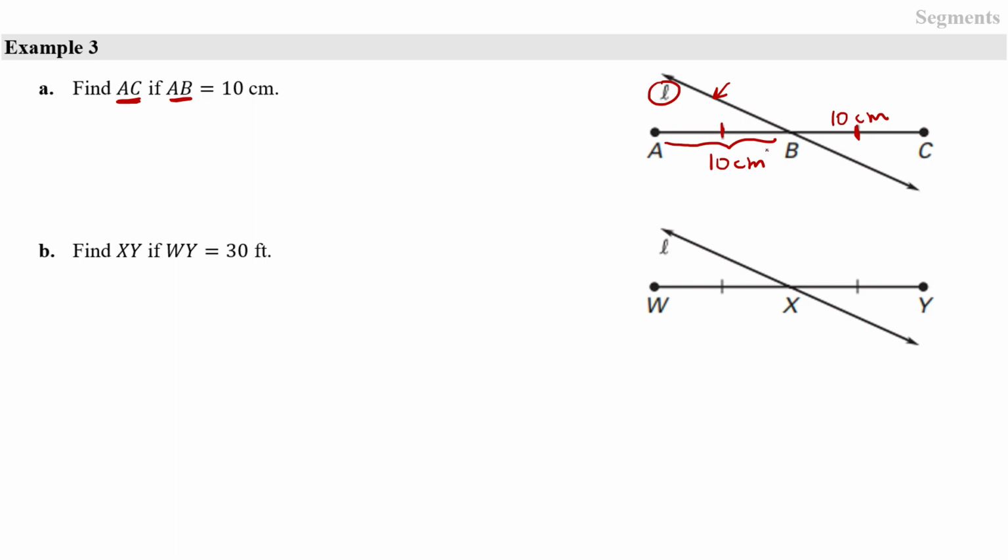And common sense tells us that, hey, how do I get the distance from A to C? Well, from A to C over here, it's basically 10 plus 10. So the distance from A to C is 20 centimeters.